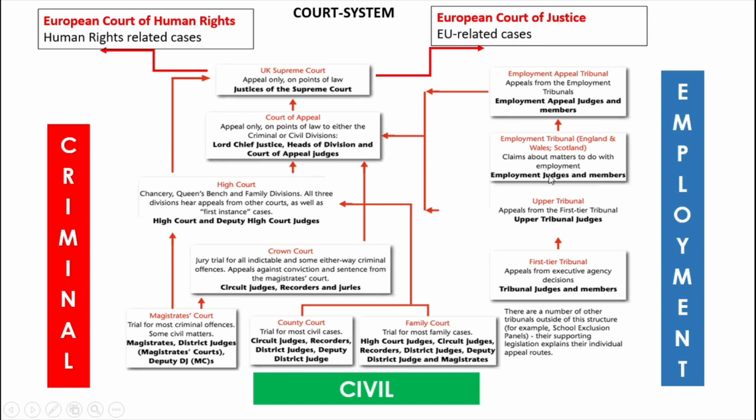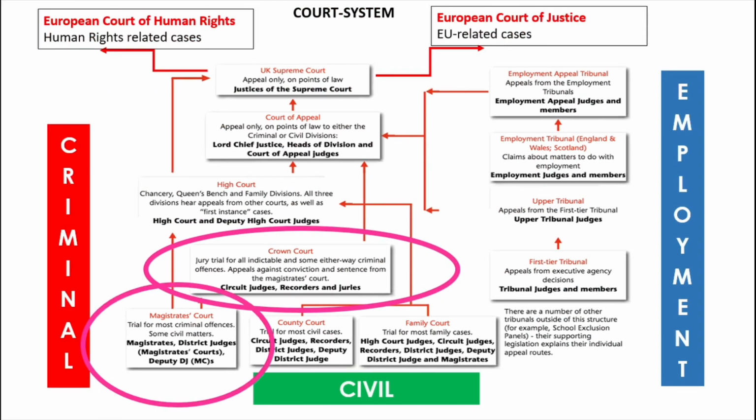Over here, you can see employment tribunals. It starts off at a first-tier tribunal, then an upper tribunal, then an employment tribunal for England, Wales and Scotland, then the employment appeal tribunal. Again, it feeds into the appeal process. Just be aware that there are a number of other tribunals outside of this structure, for example, school exclusion panels. Their supporting legislation explains their individual appeal routes. What we're going to be looking at now is the Crown Court and the Magistrates Court.